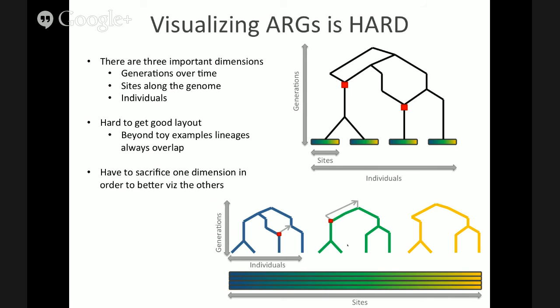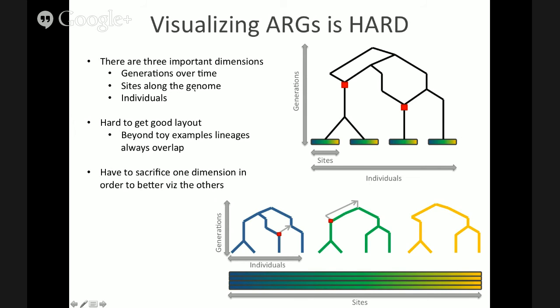The ARG, you would think we could do the same thing. But if you ever try to draw an ARG for anything larger than a toy example, it's a total mess. The lines cross. It's really hard to get any general idea of what's going on.